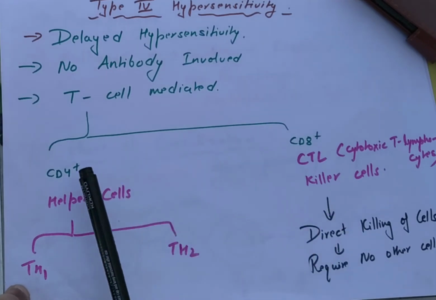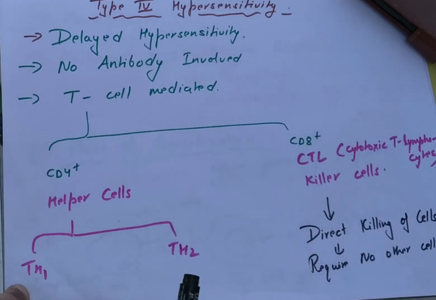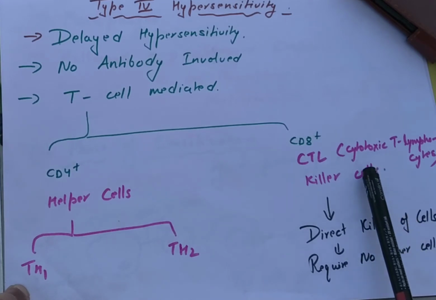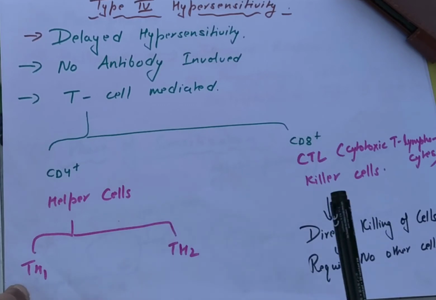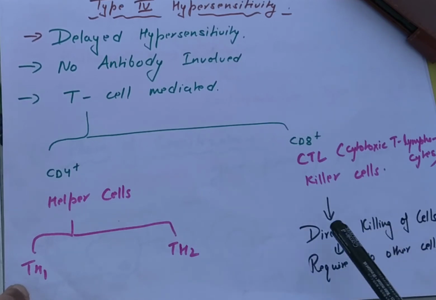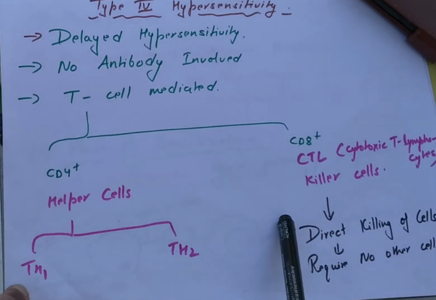There are two sets of T cells involved in type 4 hypersensitivity. One is the CD8 positive T cell, also called cytotoxic T lymphocytes, CTLs, which are commonly called killer cells because they can directly kill the infected cell. The killing mechanism does not require any other cell. So these cells are called killer cells.